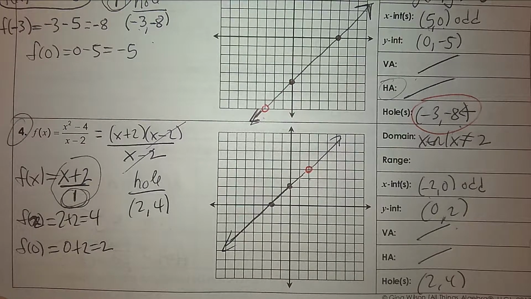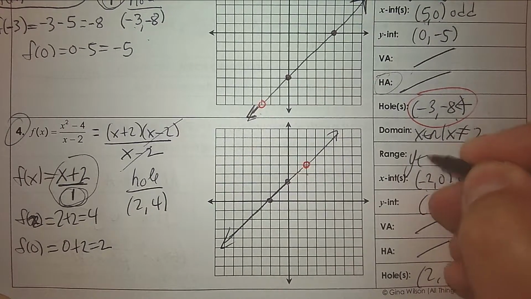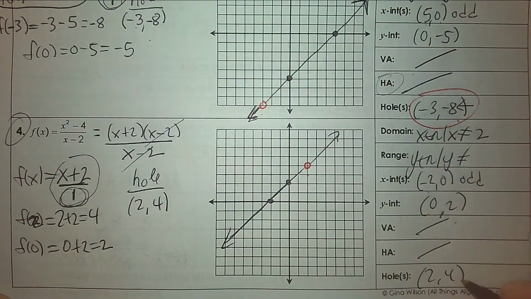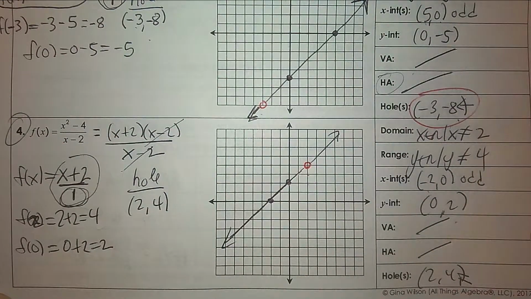All right, here's our last one for today. Turn the page. Number 5. I didn't do the range. What can y not equal? It comes from the hole. What's the y value of the hole? Done. Okay, number 5.